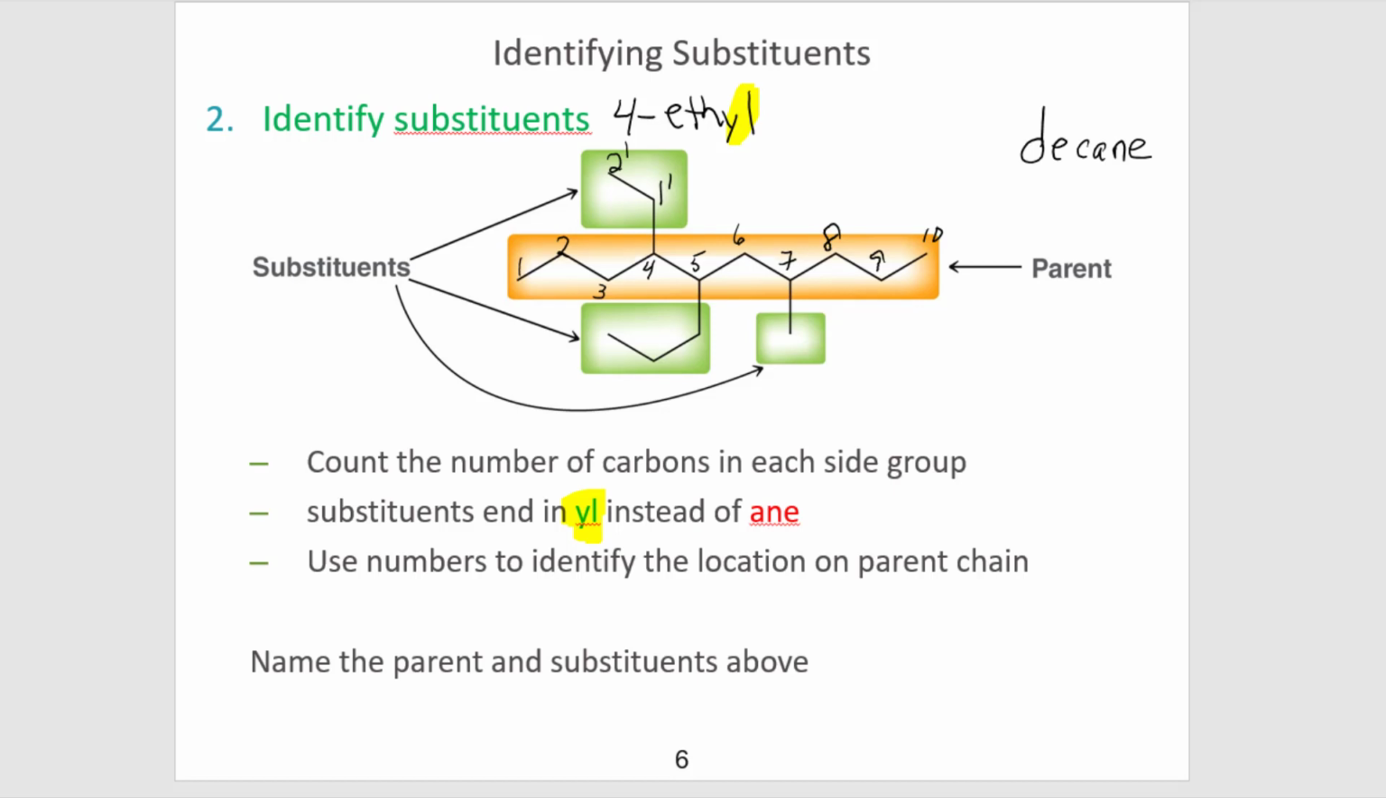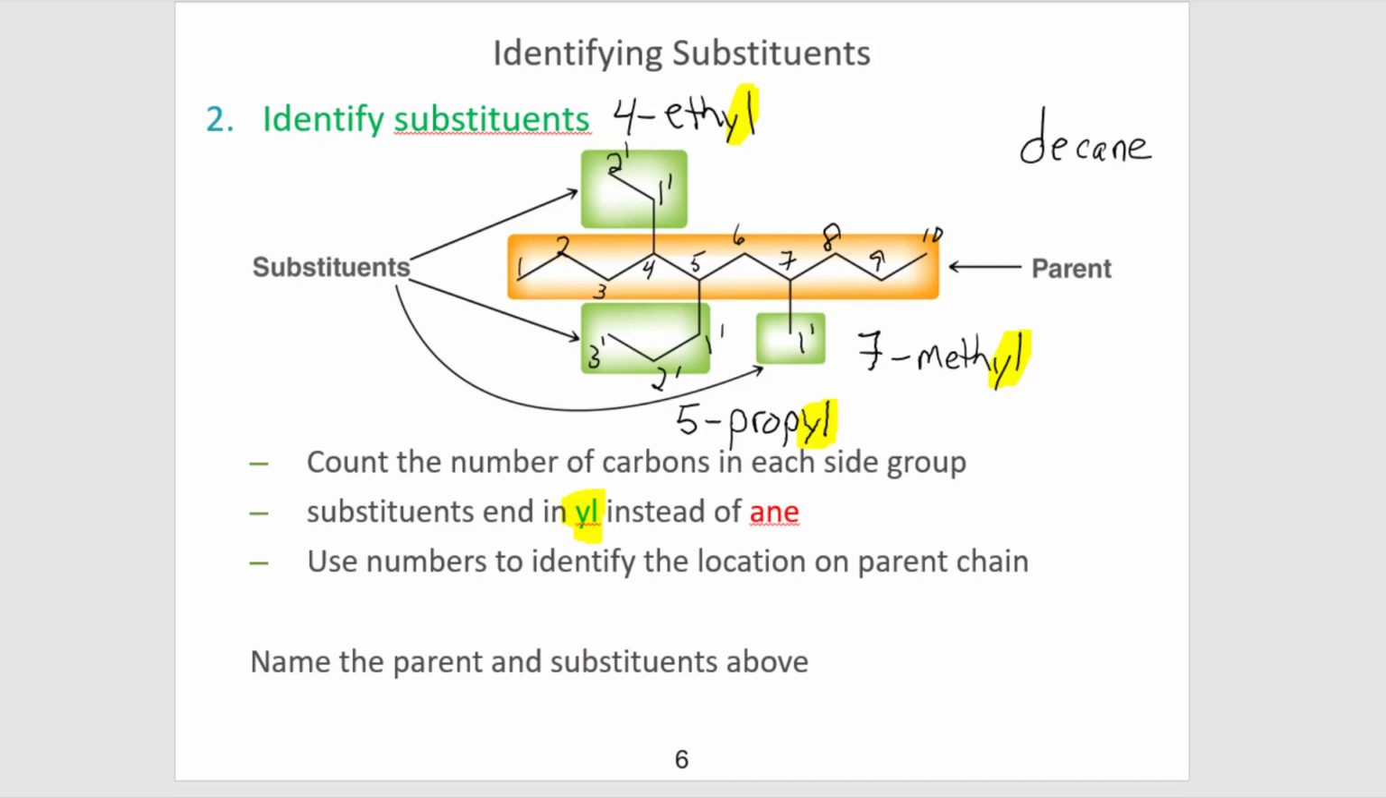Okay. At carbon 5, I hit another substituent. 1 prime, 2 prime, 3 prime. It's got 3 carbons in it. So at carbon 5 of the parent chain, I hit a 3 carbon or propyl chain. At carbon 7 of the parent chain, I hit a 1 carbon, right? Ends and bends, a 1 carbon methyl.